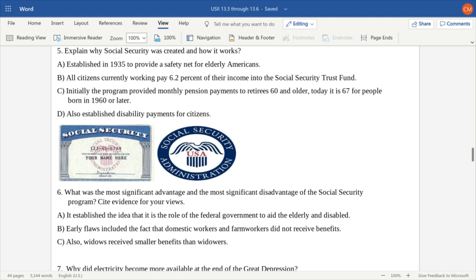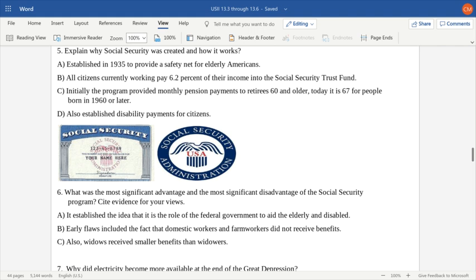Six, what was the most significant advantage of the Social Security program, as well as the biggest disadvantage? It established the idea that the role of the federal government is to aid and support and help the elderly and the disabled. Early flaws included the fact that domestic workers and farm workers did not receive benefits, because if you were just a farm worker not really receiving an income, not putting money into the Social Security Fund through a paycheck system, then you would be ineligible for receiving benefits.